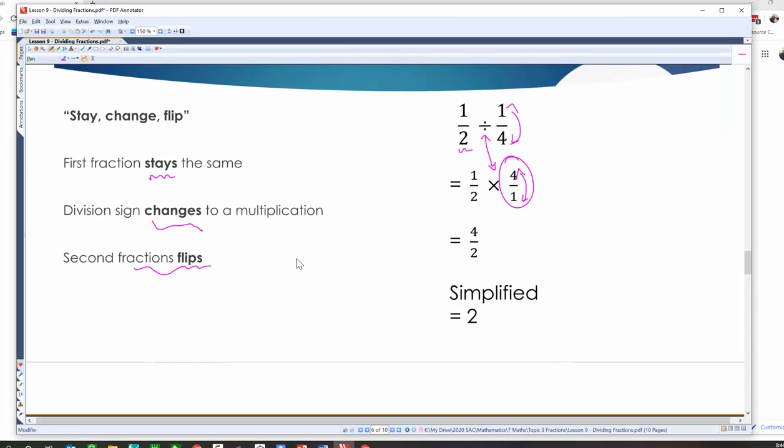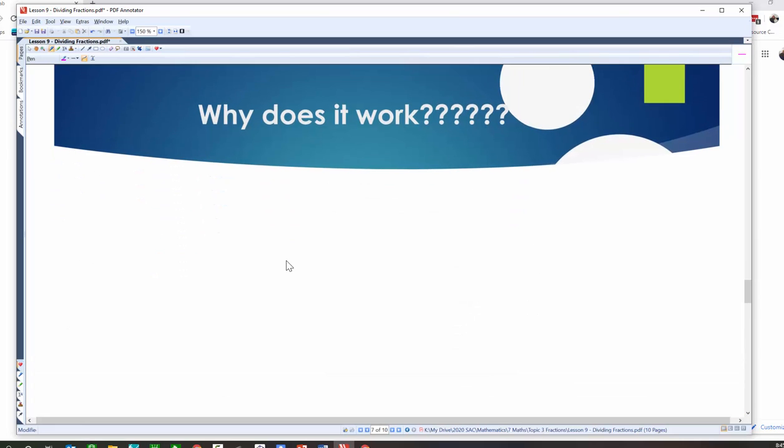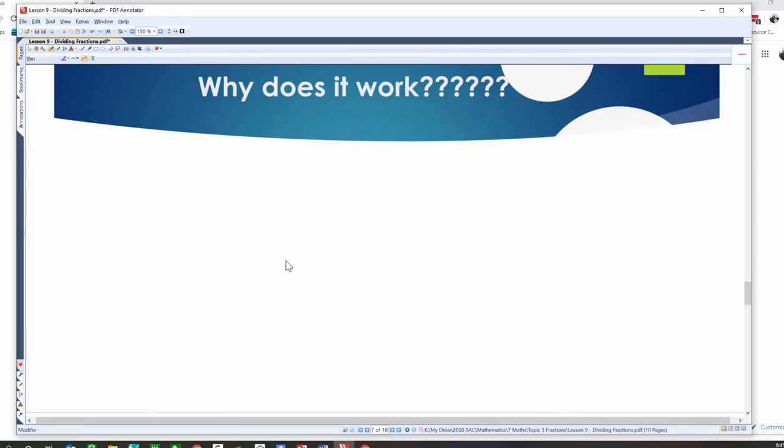All right, so that seems like a convenient way of doing a problem. But the big question here is, why does it work? Why are you allowed to change a divide to a multiply? They seem like completely different signs. Why do you flip the second one and not the first one? And so here is the example or the working out I generally give to students to show them why it works. So let's take this problem that we already know the answer to. So it's a half divided by a quarter. Okay, that's the problem I'm going to work on.